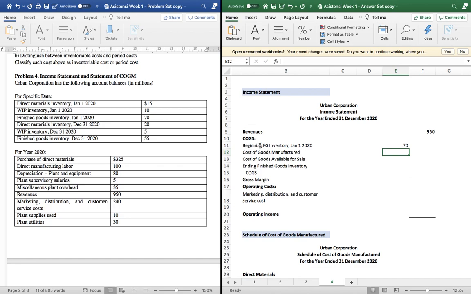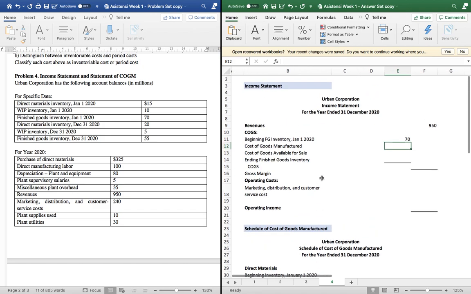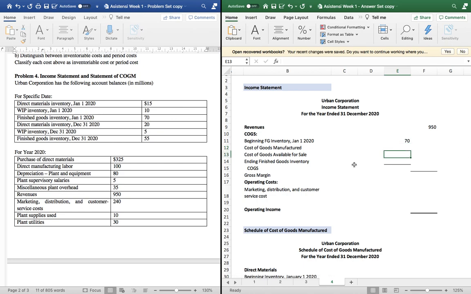And for the cost of goods manufactured, we don't have this number yet because we will get that from the second schedule. So we don't have the number also for the cost of goods available for sale and the COGS as well. So we first move on to the operating cost part, which is stated in the case, $240 million.